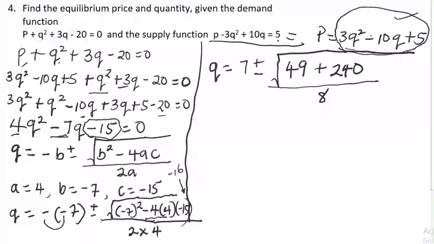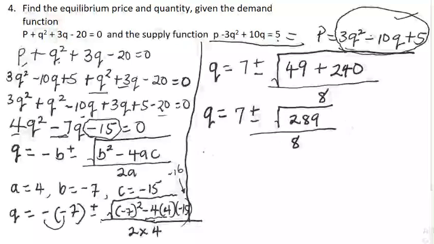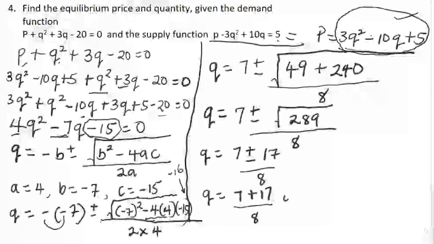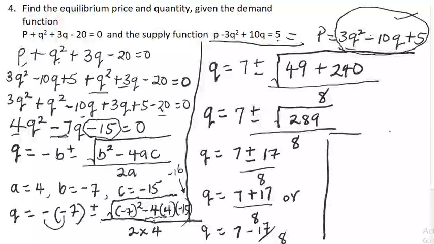Let's just sum up this numerator so you don't get confused. Q here equals 7 plus or minus the square root of 49 plus 240, which will give us 289. Then you divide this by 8. Q equals 7 plus or minus the square root of 289, which is 17, divided by 8. So we can break this into two. Q equals 7 plus 17 divided by 8, or Q equals 7, you pick the minus sign now, minus 17 divided by 8.